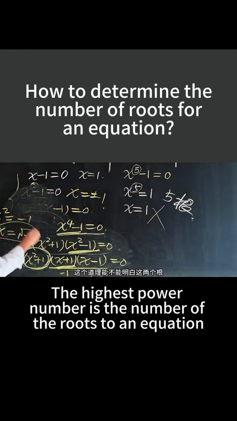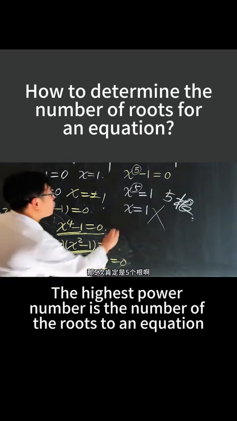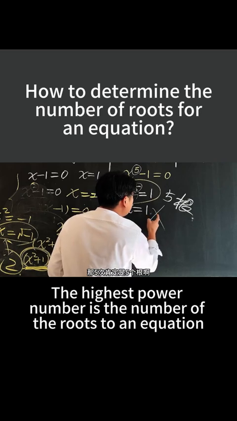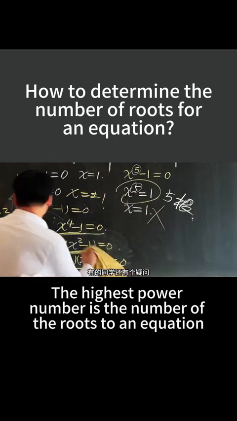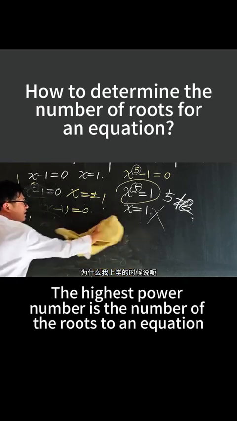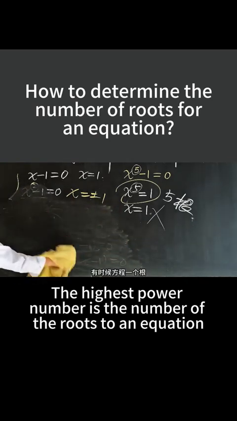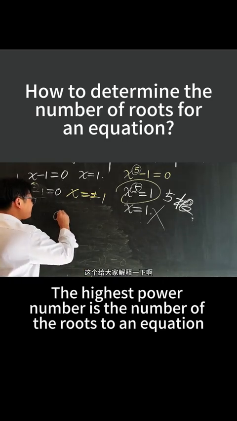Do you understand this reasoning? What are these 2 roots here? These 2 roots just happen to be equal. Actually, they are 2 roots. It's just that the 2 roots are equal. So according to this rule, a 5th degree equation definitely has 5 roots. If I have time, I can find all 5 roots for you. Some students still have a question. Why, when I was in school, did they say that sometimes there is 1 root and sometimes there are 2 roots? Let me explain this to everyone.